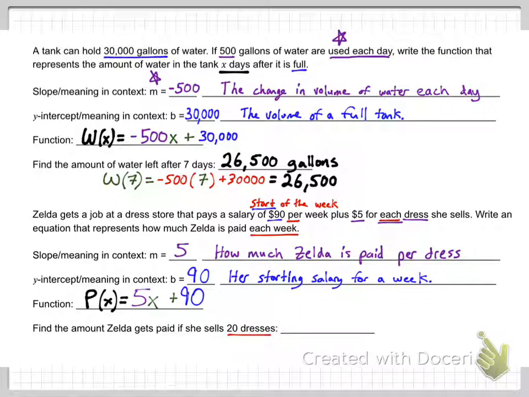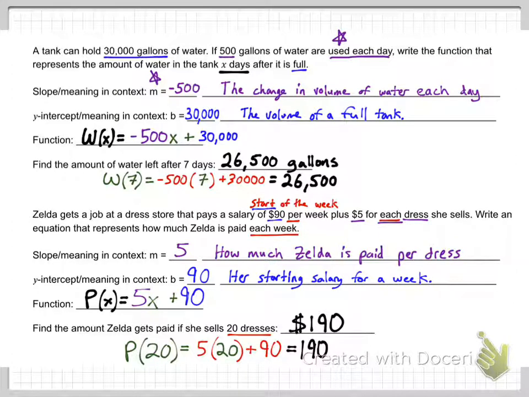And the other thing you can see here is notice the 20 dresses. Since they're asking about 20 dresses, that's going to be the input. And so p of 20 suggests that we're really counting dresses. So we should be looking for per dress, or each dress, not per week or each week. So P of 20, we're going to plug in 20 for x, and we get $190 is how much she will get paid if she sold 20 dresses in a week.